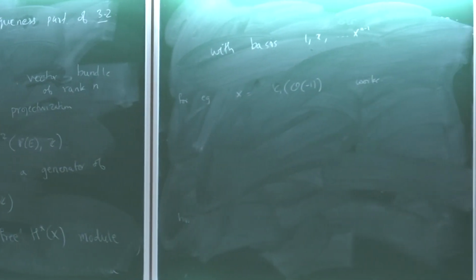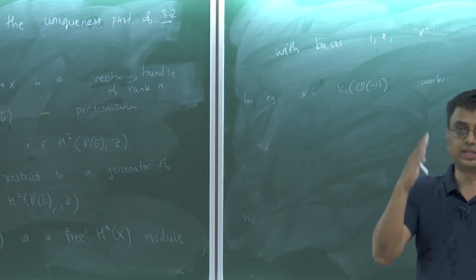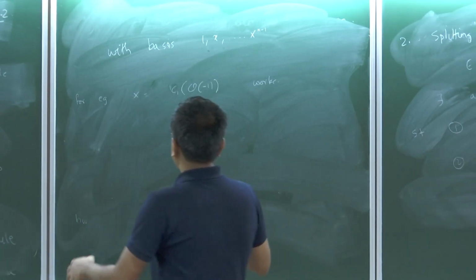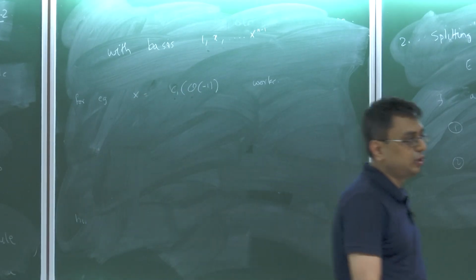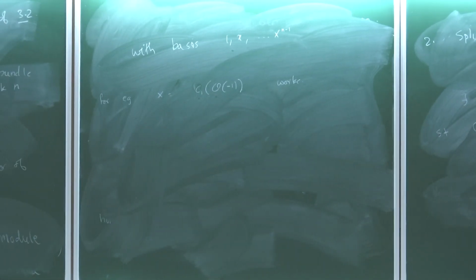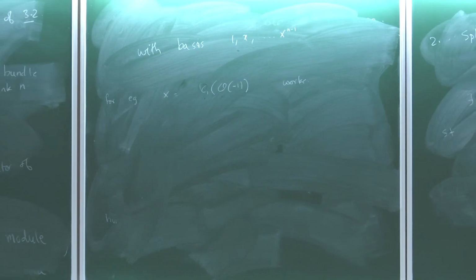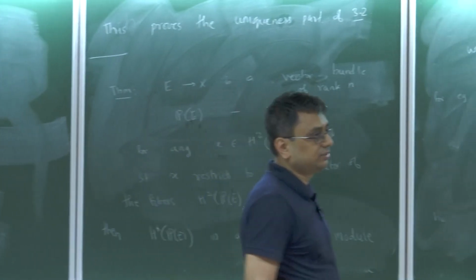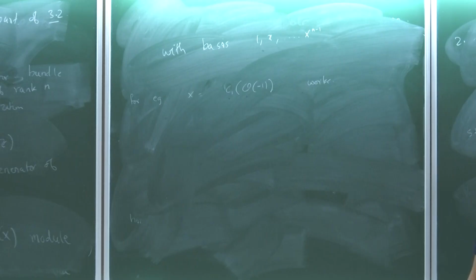So why does there exist, first of all, a class which restricts to a generator of H2 of every fiber? Okay, so I am giving you that class. Let x equal c1 of O(-1). Now we already know what Chern classes of line bundles are, because the Chern class of the tautological line bundle on P^infinity is the generator, and for any other line bundle, I am just going to define Chern classes as pullback. So Chern classes of line bundles are already defined, right?